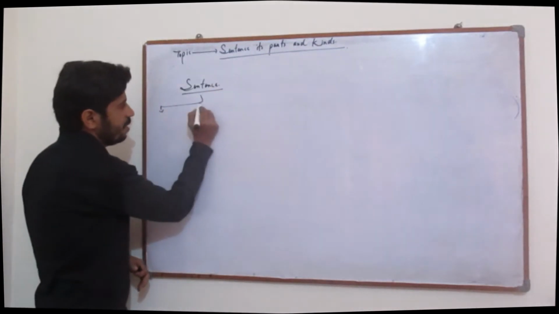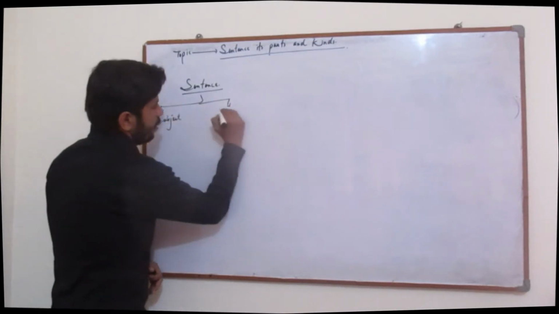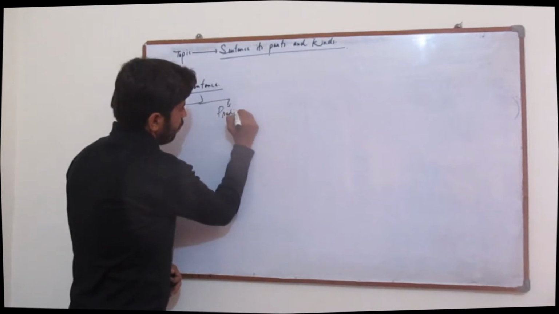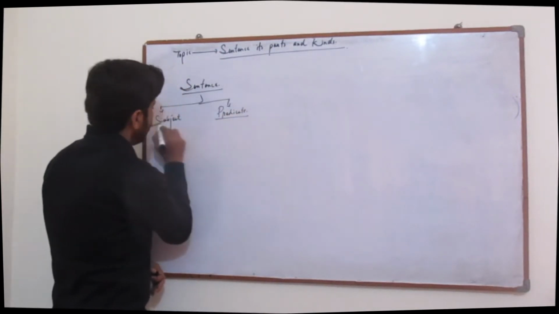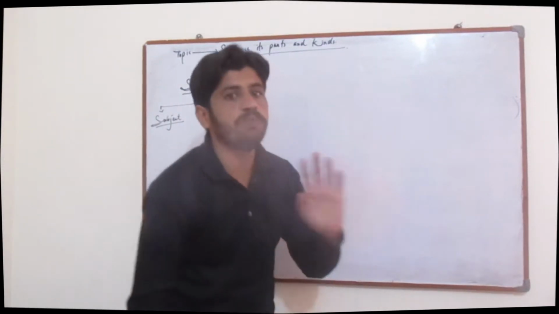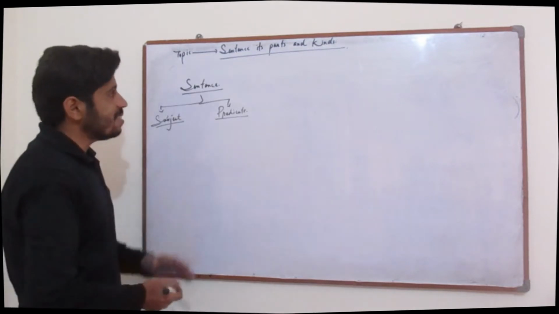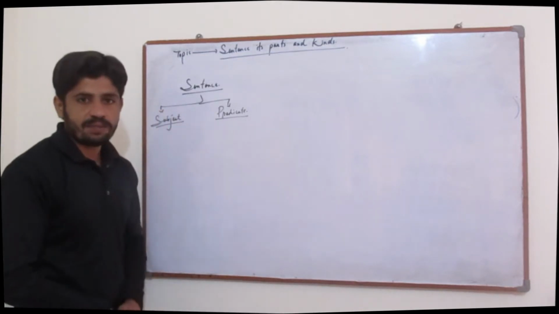A sentence has basically two parts, subject and predicate. Sentence means a group of words which makes complete sense and it has two parts, subject and predicate. Now let us discuss what subject is.